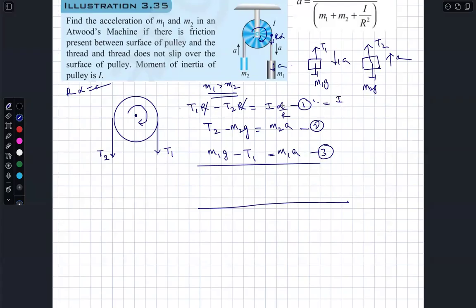Now, therefore, in this case, alpha can be written as a by R. So I a by R square actually. Here you just add it up. These tensions will get cancelled. Finally, you will get (M1 minus M2) g is equal to (I by R square plus M1 plus M2) times a.